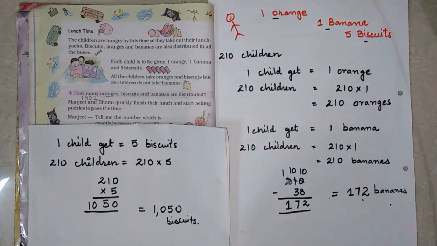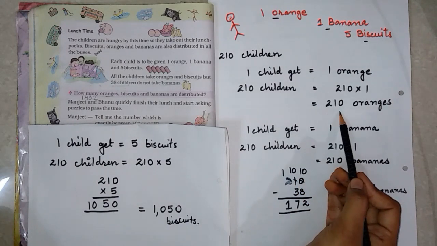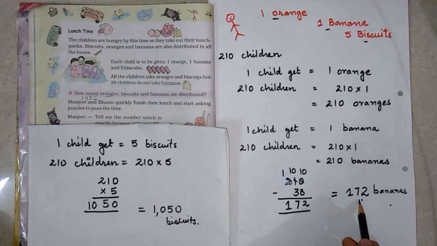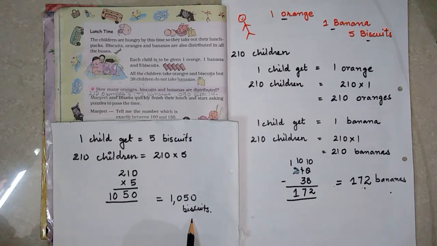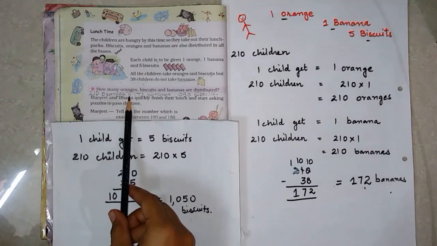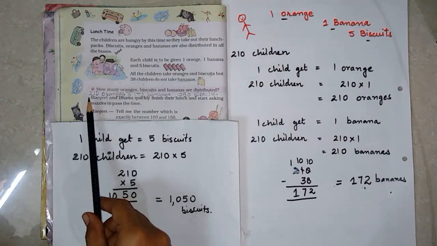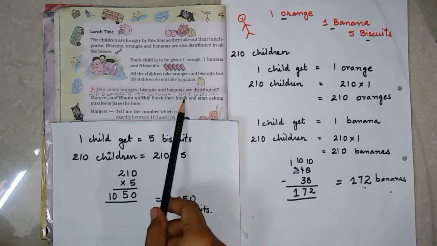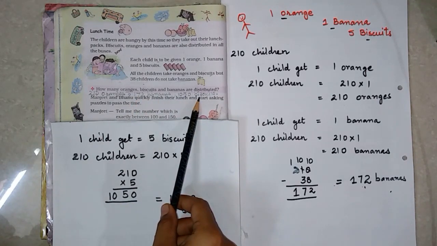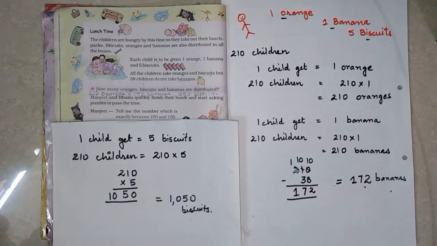So we have the count of each item. How many oranges are distributed? 210 oranges. How many bananas are distributed? 172 bananas. And how many biscuits are distributed? 1050 biscuits. So here we can write that 210 oranges, 172 bananas and 1050 biscuits are distributed. Alright students.